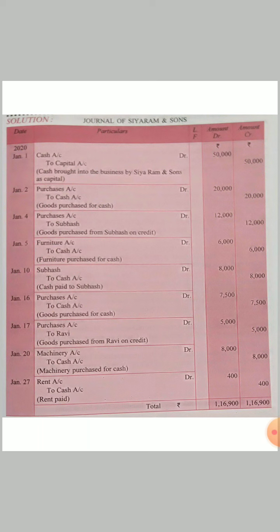So the overall transactions will be recorded like this, with proper narrations, the debit amount in the debit column, credit in the credit column, and then at the end we will do the total. The total will be equal, as the amount on the debit side is equal to the amount on the credit side. And this is how we will record transactions into the journal, or the original book of entry.